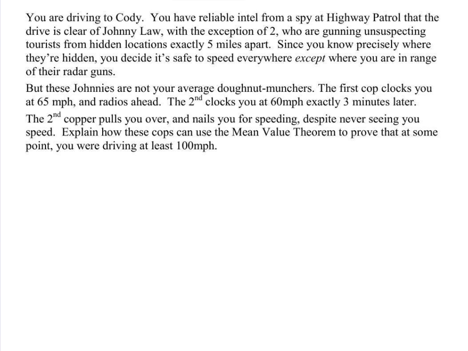So here's the problem. Let's try to draw a picture for this. We're driving to Cody. So let's pretend that this is us and this is Cody, and it's a straight line. If I call this my first cop and this my second cop, then my position here is 0 and my position here is 5. Just trying to draw a sort of a real simple picture on how to set this thing up.